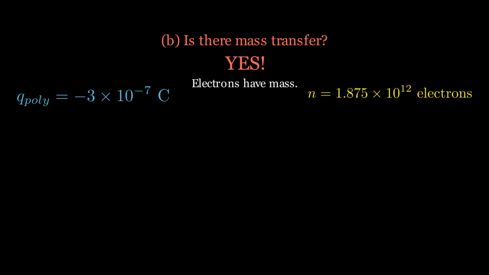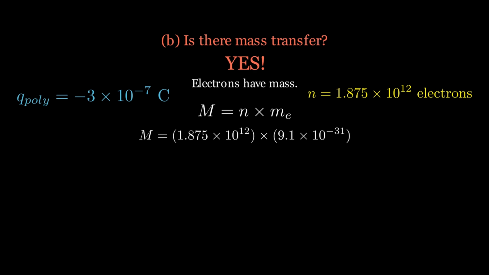If we multiply that by the number of electrons, we get a total mass change of about 1.7 times 10 to the power minus 18 kilograms. It is incredibly tiny. You could not measure it with a kitchen scale. But physically, the polythene is slightly heavier and the wool is slightly lighter.